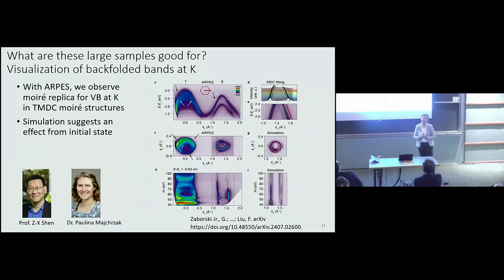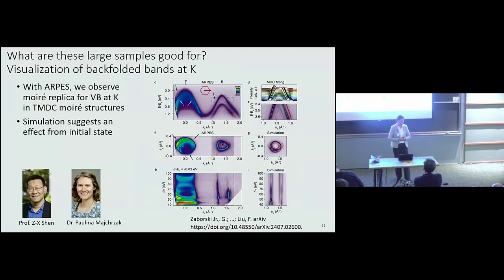using them for angle-resolved photoemission spectroscopy, and with that, we can clearly see the backfolded moiré structures at the K-point valence band. This is the major K-point band, and there are very light shaded regions on the left and right-hand side. You can also see this clearly when you take a KX-KY cut: the major K-band, and the shaded region on the right and left. This agrees very well with our simulation. All of them indicate that we do observe a moiré replica for the valence band at the K-point in the TMDC moiré structures.